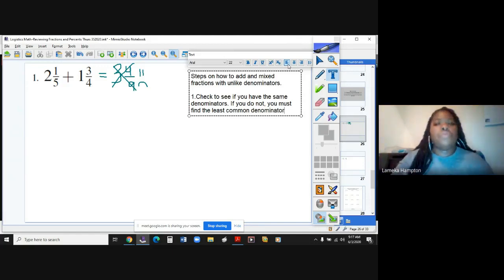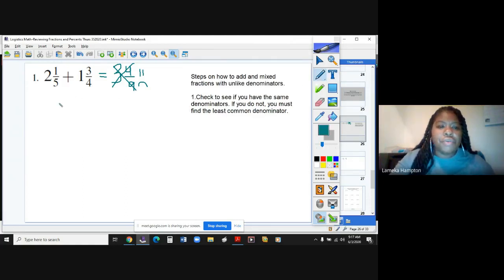Okay, so what we're going to do in finding the least common denominator, and I'm going to switch back over here. Remember, we're going to look at 5 and 4 as the numbers that we are going to look for to see what 5 and 4 have in common. Now, remember, how do you find the least common denominator? You're going to count in multiples by 5, and you're going to count in multiples by 4.